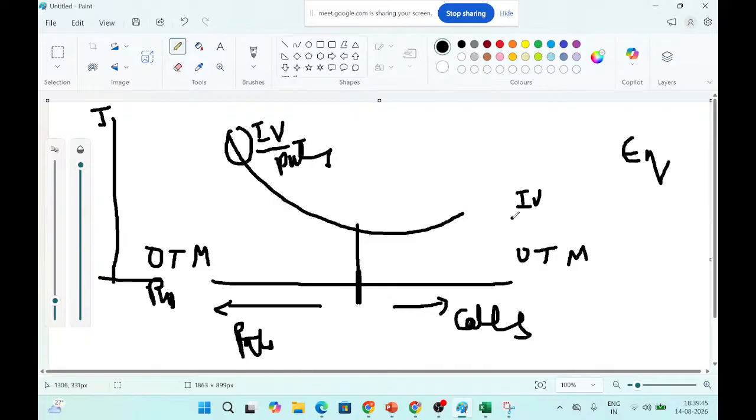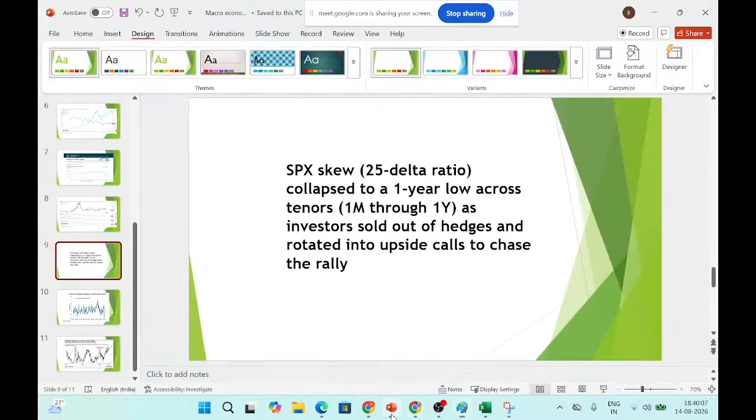Now, if the IV of puts is lower and the IV of calls is going higher, that means the market is telling me that people are buying call options. That means they are basically bullish in the market. They are not concerned about downside risk. That's the reason they are not hedging it. This is exactly what this slide is telling you. This is basically the 25 delta.